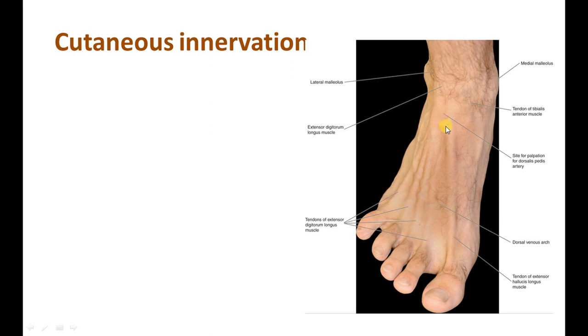These tendons you are able to see here. The medial one is the tendon of extensor hallucis longus, and these are the lateral four tendons of the extensor digitorum longus.